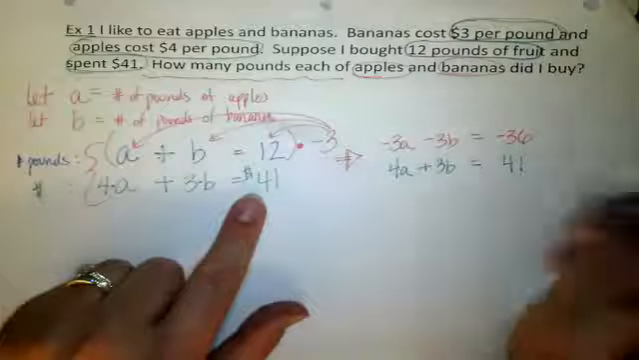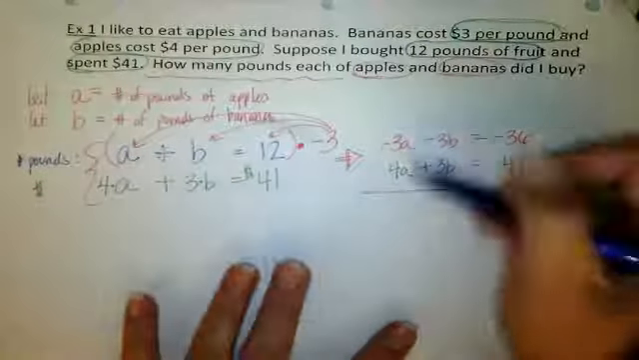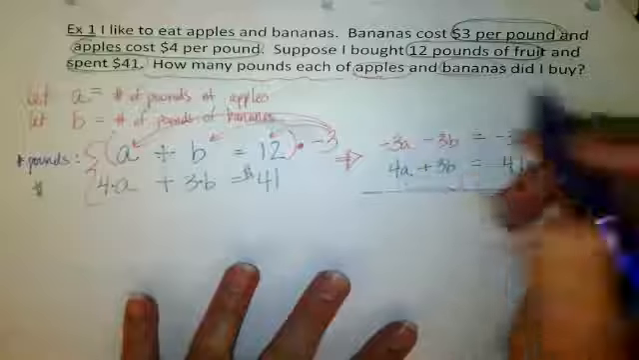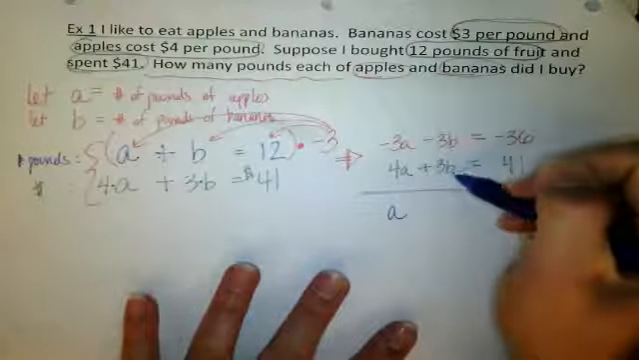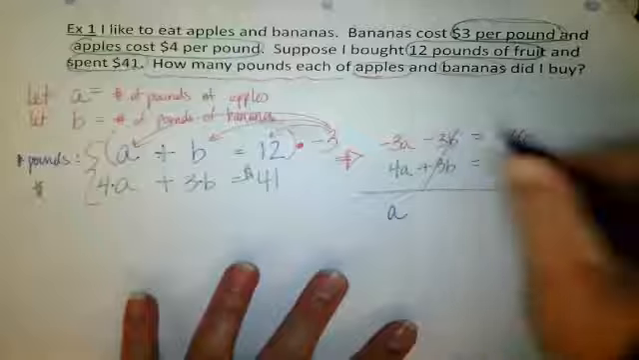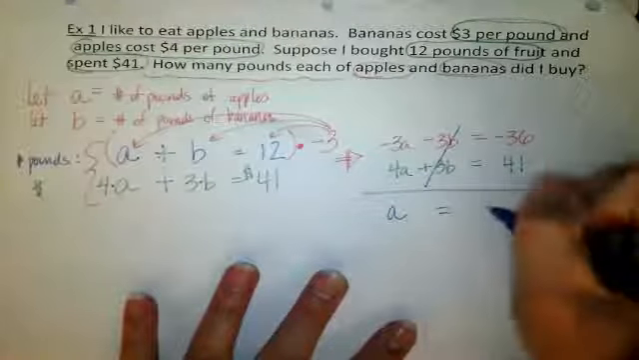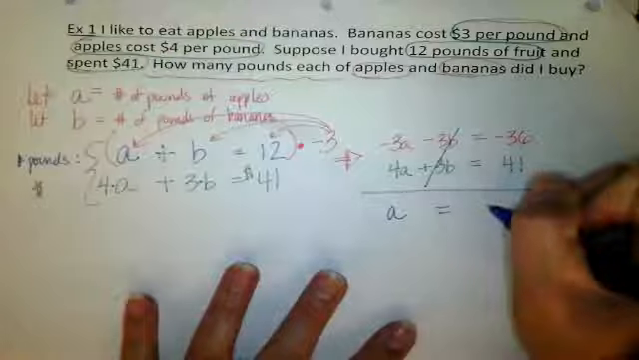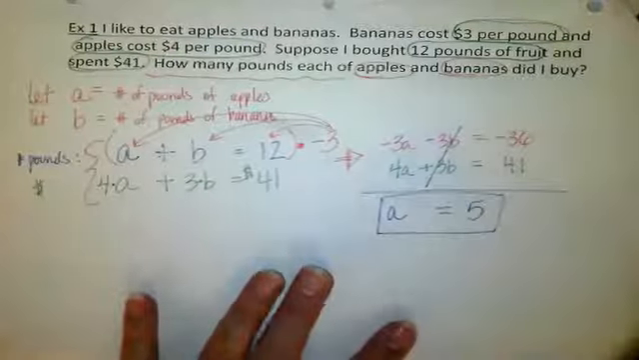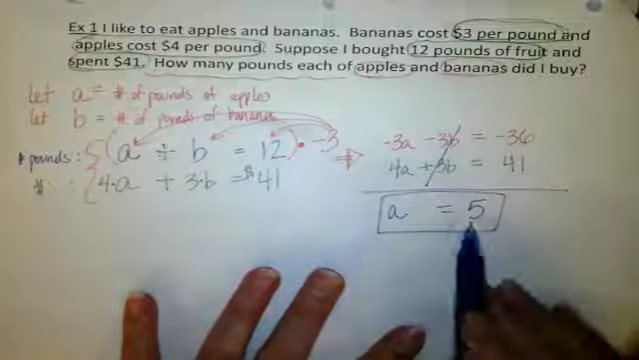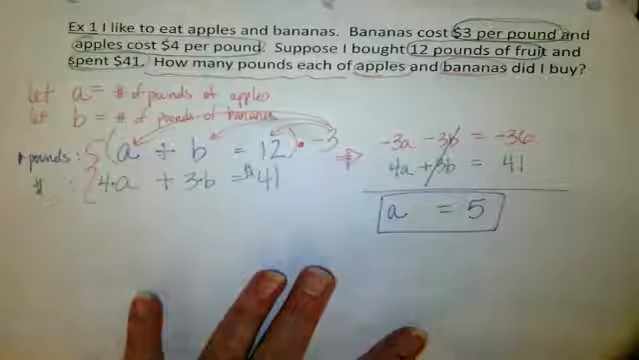And now we can combine our equations. Negative 3A and 4A makes 1A. Negative 3B and positive 3B, 0, equals negative 36 plus 41, which is 5. Yes. What does that mean, A equals 5? I bought 5 apples. 5 pounds of apples. Very good. There's a distinction there.